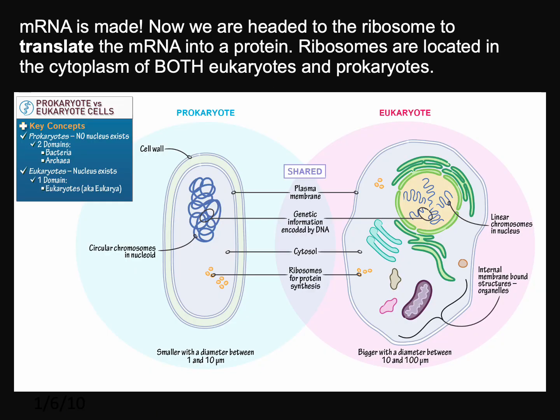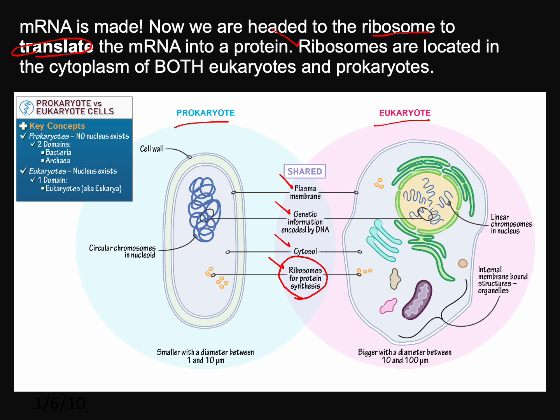Great, so now we have made our mRNA. RNA polymerase has copied a gene in the genome, made it into mRNA, and now we're going to see what happens at the ribosome, where we translate that mRNA to make a protein. And remember that ribosomes are located in the cytoplasm of both prokaryotes and eukaryotes. I really like this image that I just found because it shows very clearly what attributes are shared between prokaryotes and eukaryotes, and you see both of them have ribosomes for protein synthesis. Both are located in the cytoplasm.